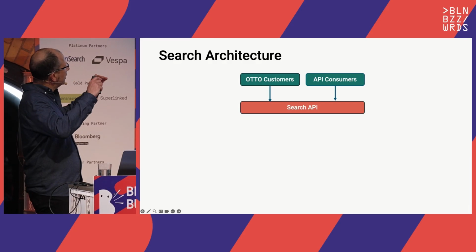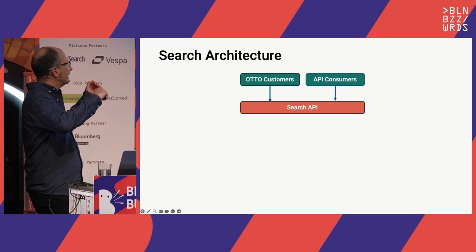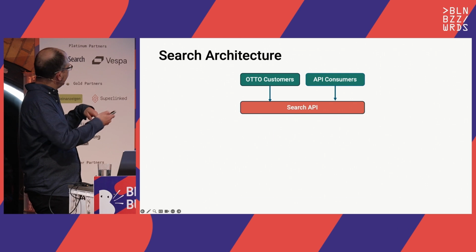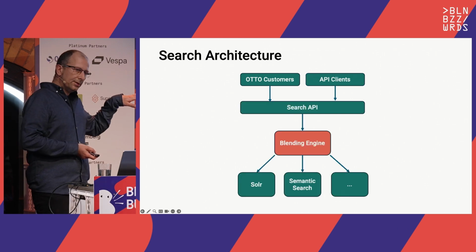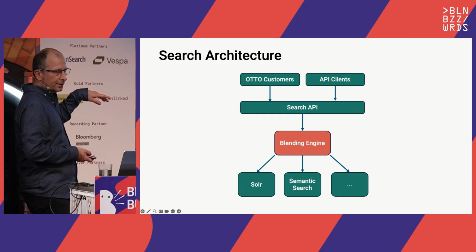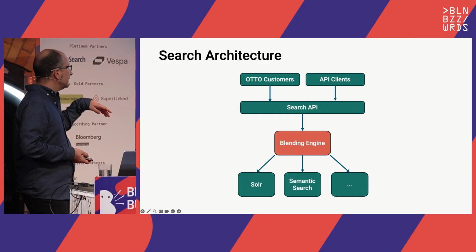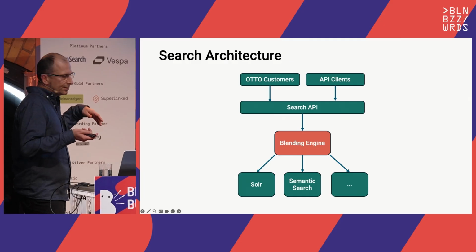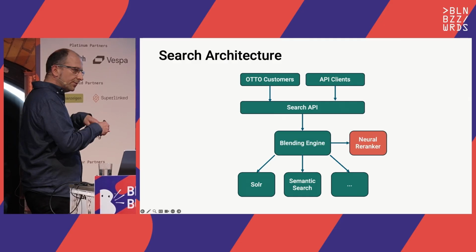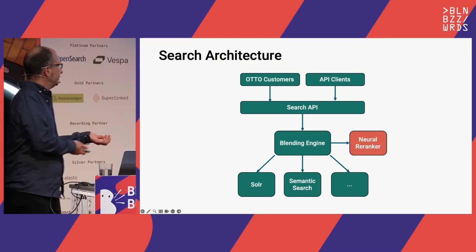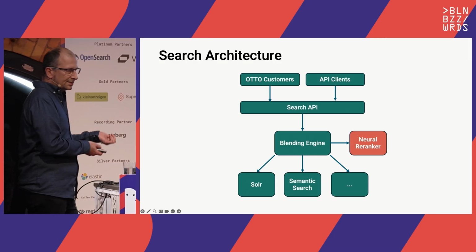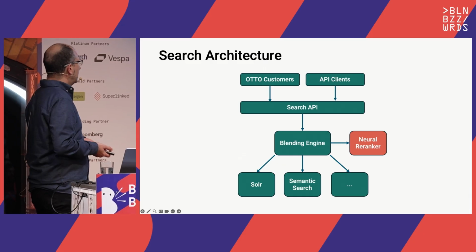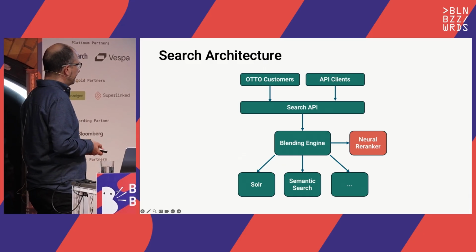So at the top, we have our clients, the Otto customers and the API consumers. They are requesting the search API. After the search API, we have our blending engine built in Rust. And the blending engine is getting the results from Solr, the semantic search. And with all the results, we are going to a neural re-ranker. So it's, I would say, a state-of-the-art search architecture we have, serving millions of requests every day.